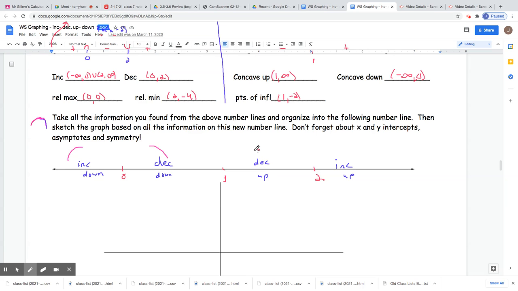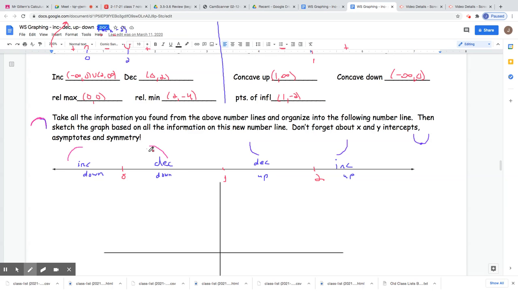Now, this part is decreasing and up. All right, decreasing and up looks like that. Increasing and up looks like that. If you put those together, those are the two parts that are probably going up. That's decreasing and up, that's increasing and up. So you really need to know when it says it's decreasing and down, what that curve looks like, all right? You need to know what that curve looks like. And this is a good example.